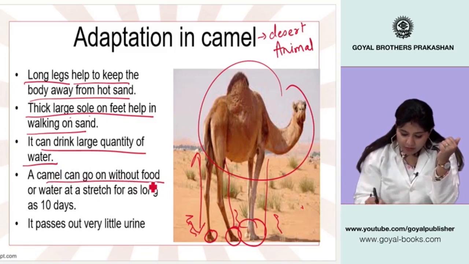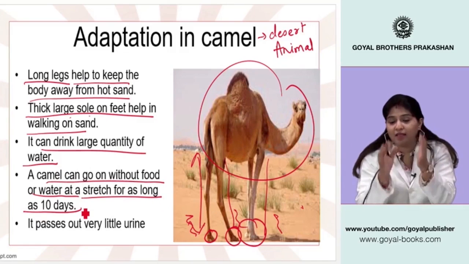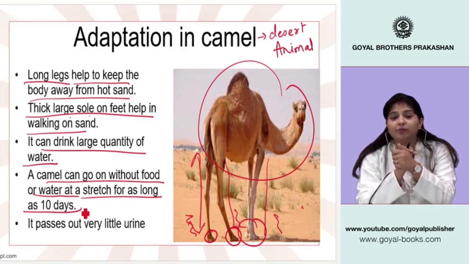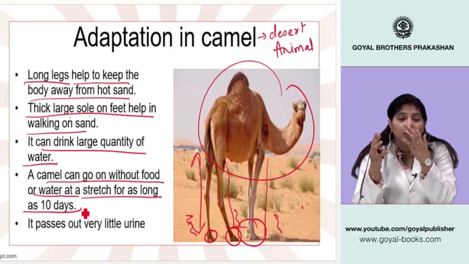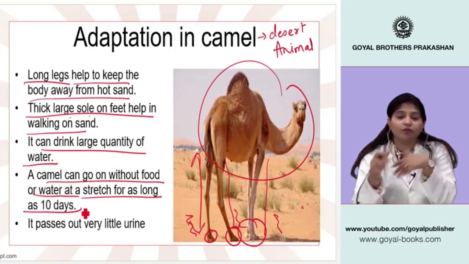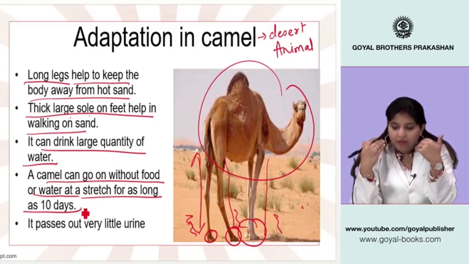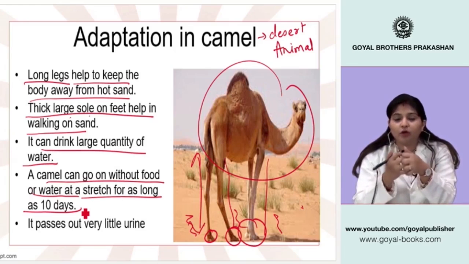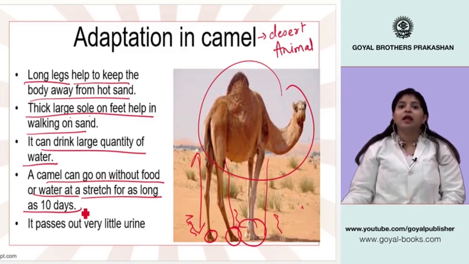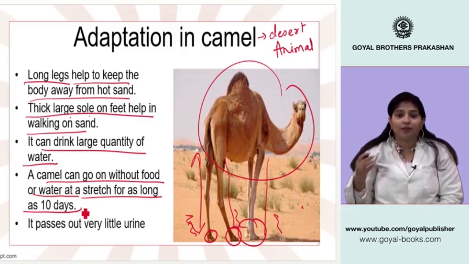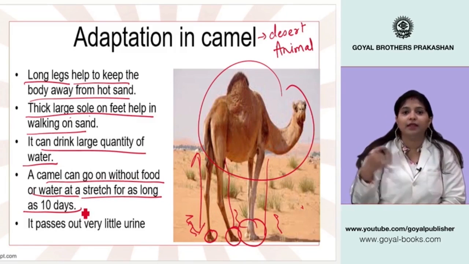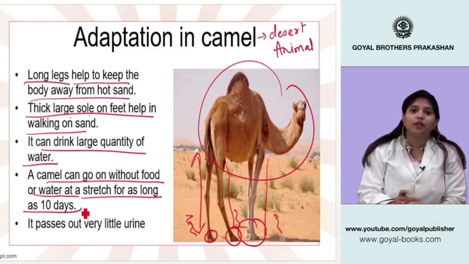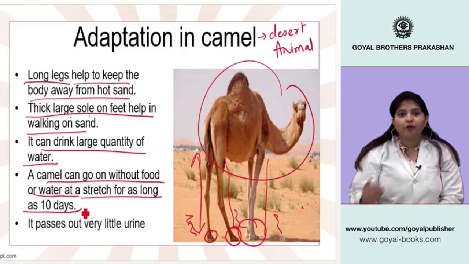Then a camel can go without food or water at a stretch for as long as 10 days. For 10 days the camel can stay in the desert without food or water, because it usually stores everything in the body in the form of fat or in other ways. The camel is well adapted for the desert, because it is a herbivorous animal and plants are scarce in the desert because of less water. So whenever it gets water, it drinks a lot and it eats properly. So it can store the food in the body, and that's why it can go up to 10 days without water and food.